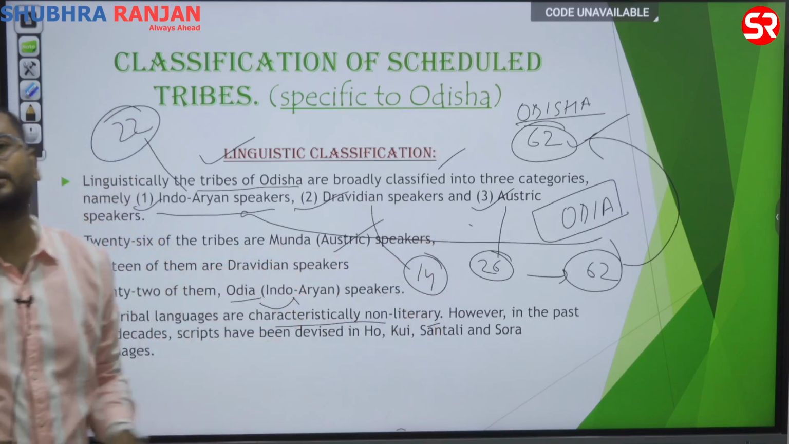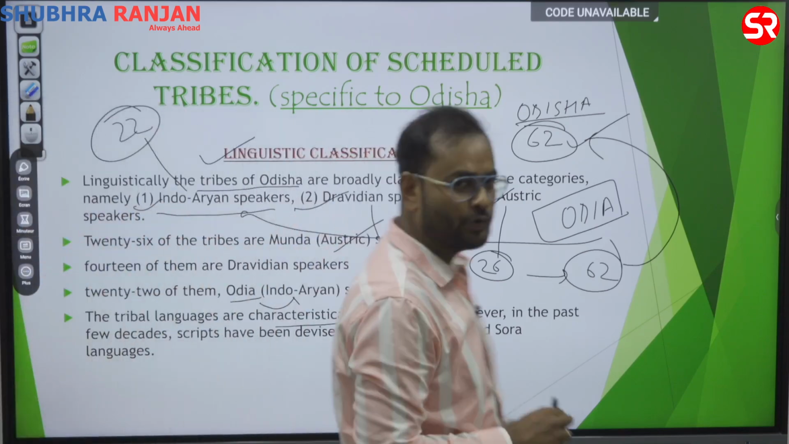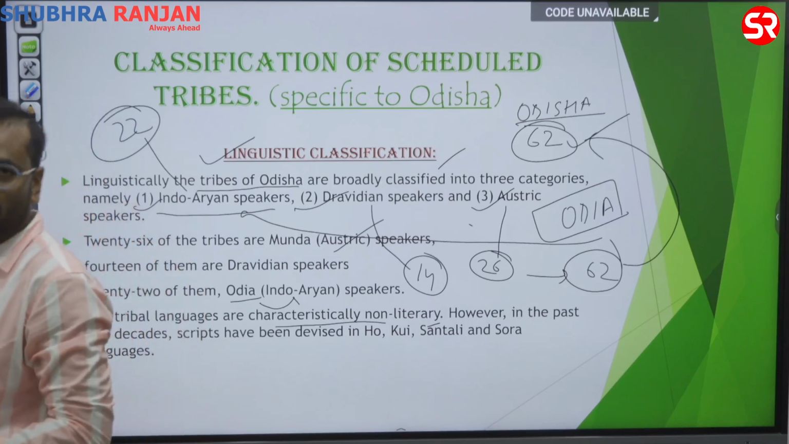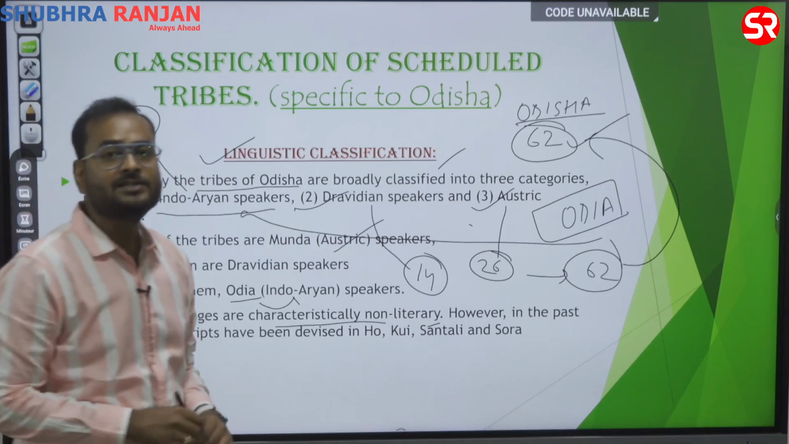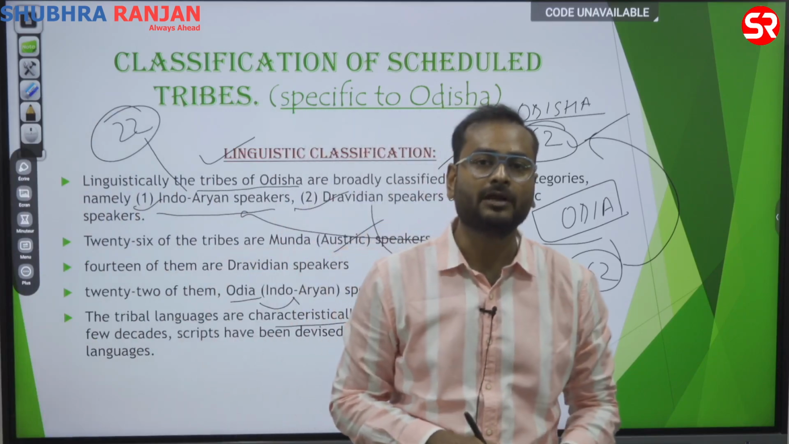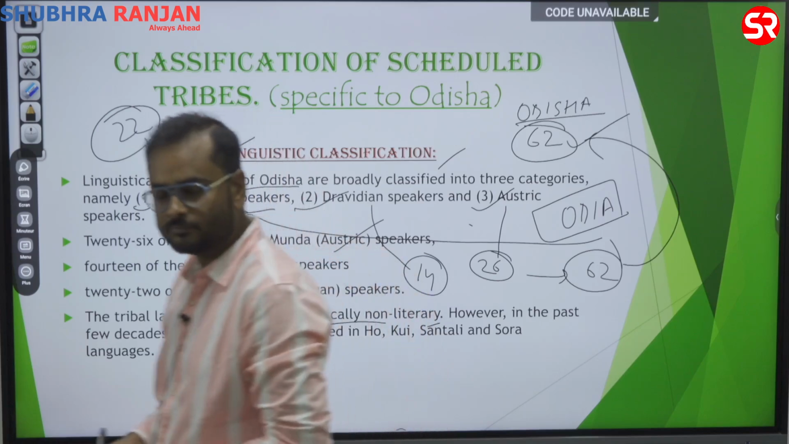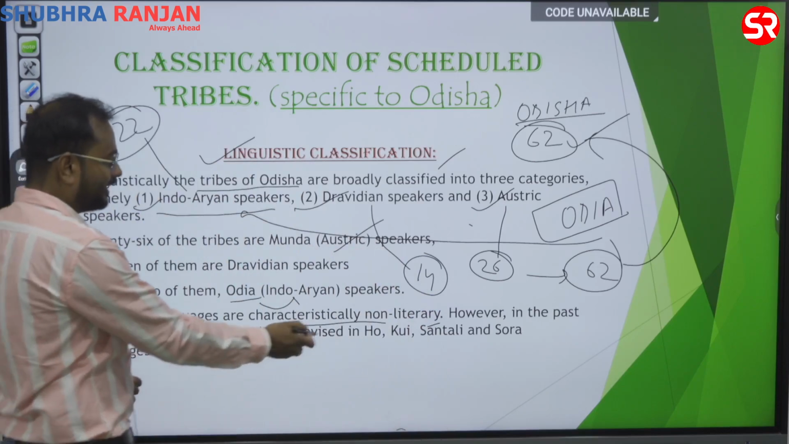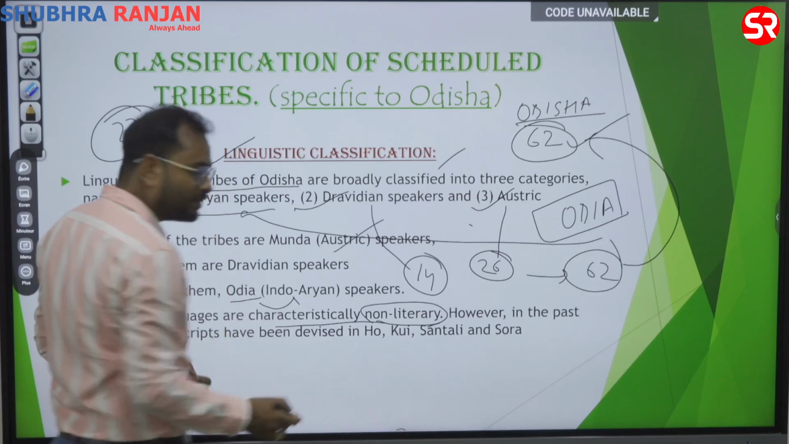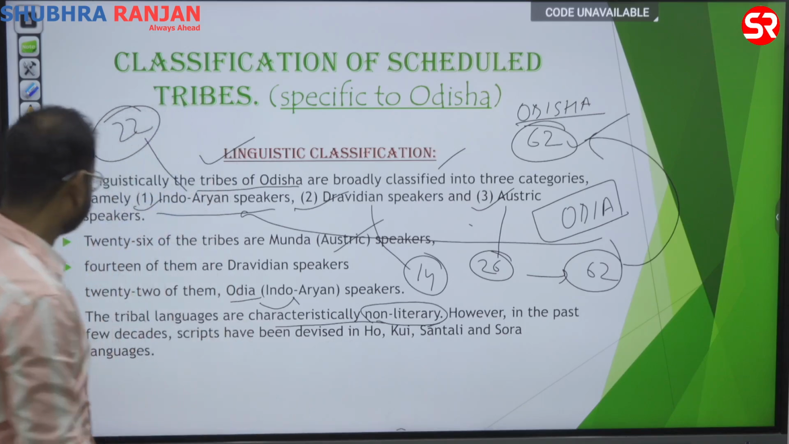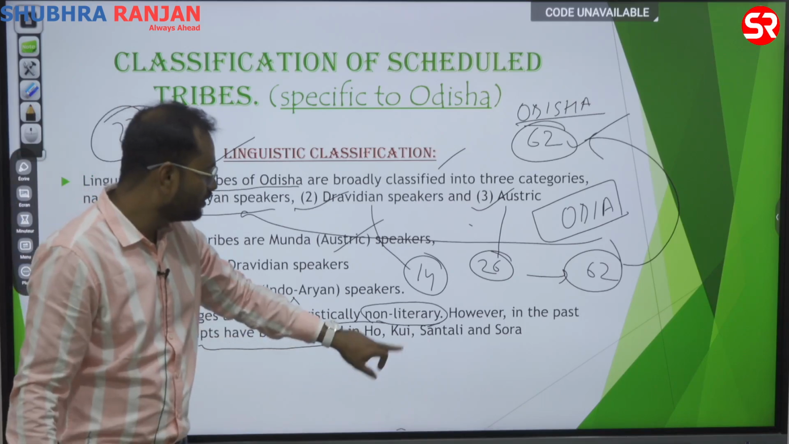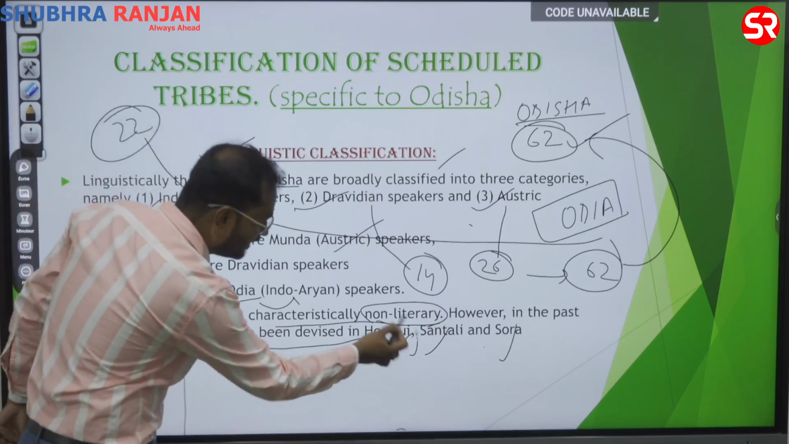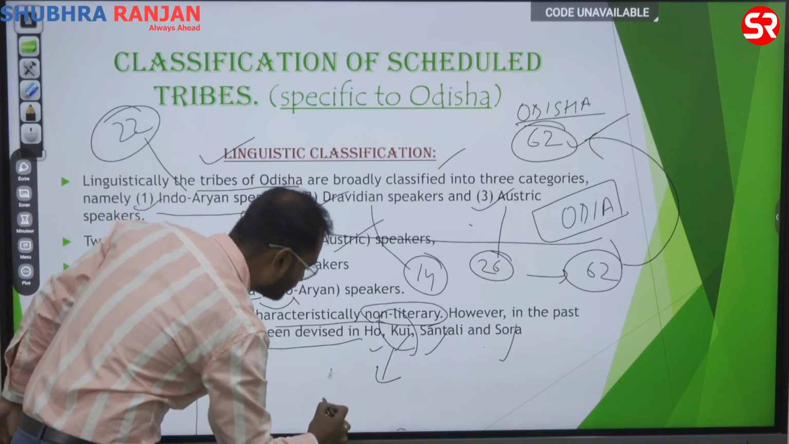But again, I will take the example of, let's say, Tulu. Tulu is a tribal language of Karnataka, isn't it? But it finds its place in the 8th schedule, and definitely it must have a script, isn't it? That means more often than not, they are characterized as non-literary, but there are literary sources also. However, in the past few decades, scripts have been devised in Ho, Kui, Santali, Sora languages. Please remember this language Kui. It is very, very important from your examination point of view, Kui.